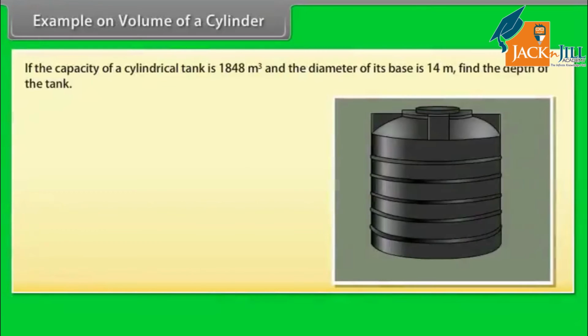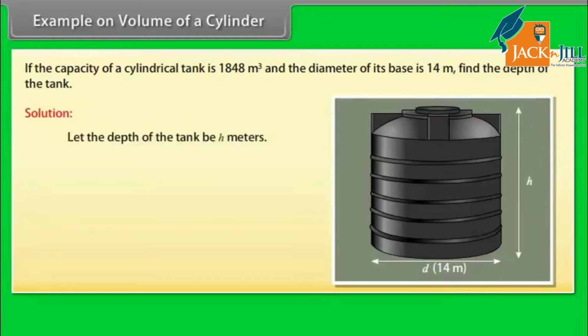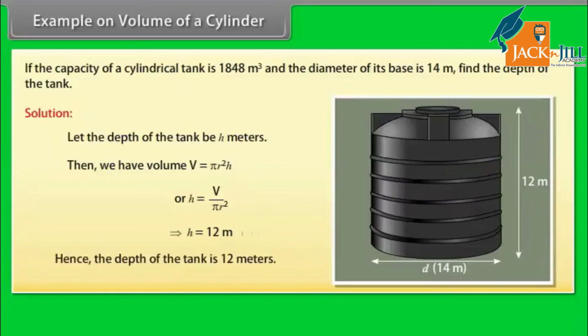Example of volume of a cylinder. If the capacity of a cylindrical tank is 1848 meter cube and the diameter of its base is 14 meter, find the depth of the tank. Let the depth of the tank be h meters. Then we have volume, V equals pi into r square into h, or h is equal to V upon pi into r square, which implies that h is equal to 12 meters. Hence, the depth of the tank is 12 meters.